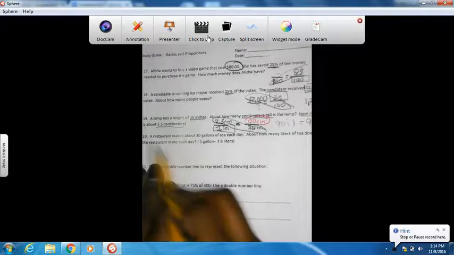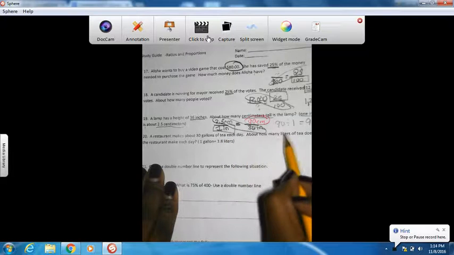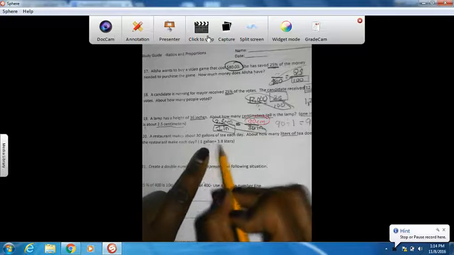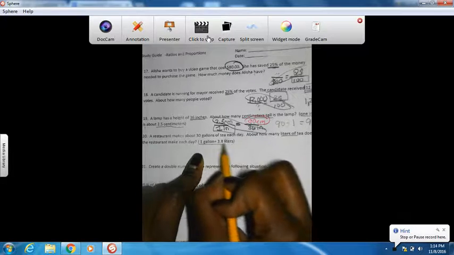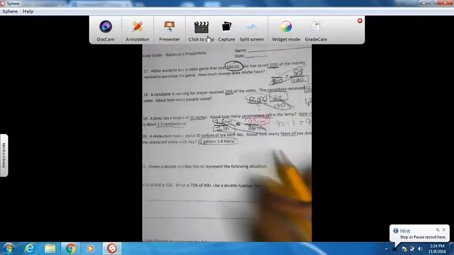A restaurant makes about 30 gallons of tea each day. How many liters of tea does the restaurant make each day? 1 gallon equals 3 8/10 liters. So again, here's a relationship between gallons and liters that I can easily write as a ratio.